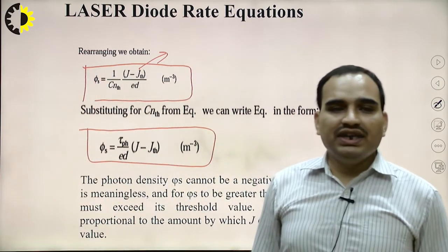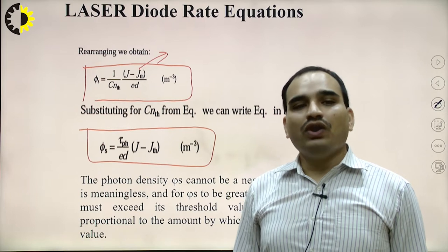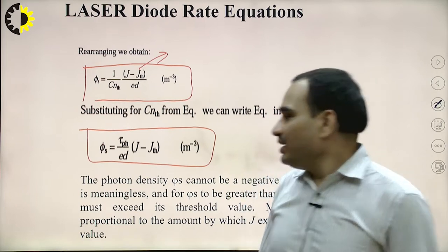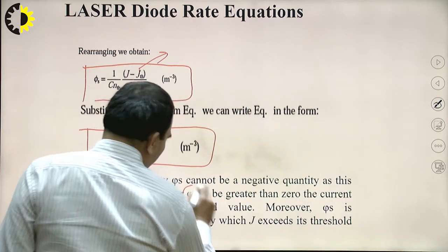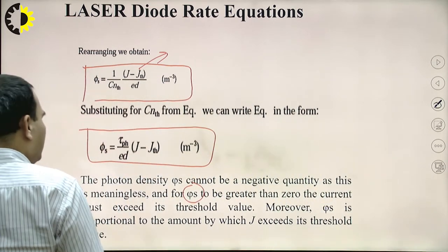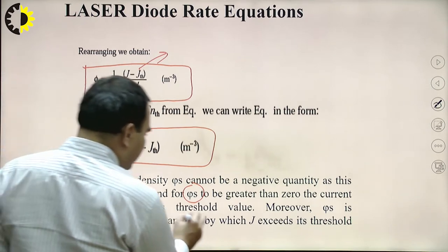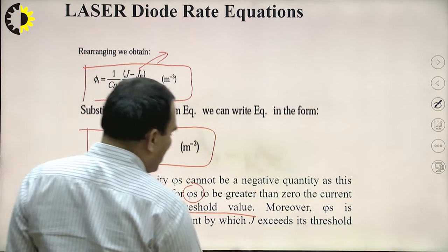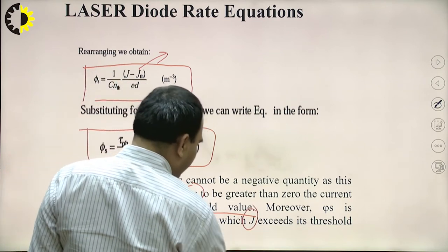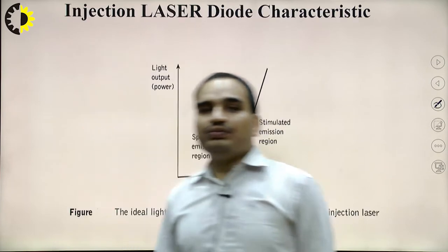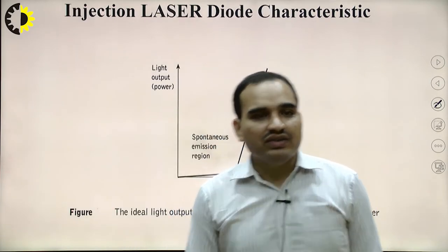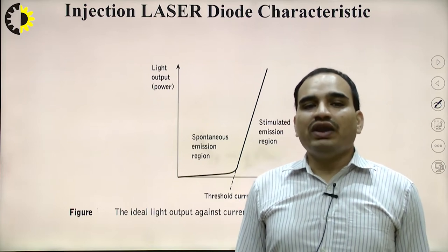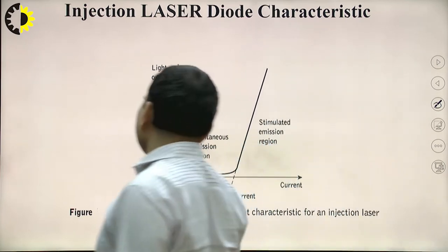The photon density phi s cannot be a negative quantity, as this is meaningless, and for phi s to be greater than 0, the current must exceed its threshold value. So, this phi s is proportional to the amount by which J exceeds its threshold value. As we can see in this figure, this is the ideal light output versus current characteristic for an injection laser.